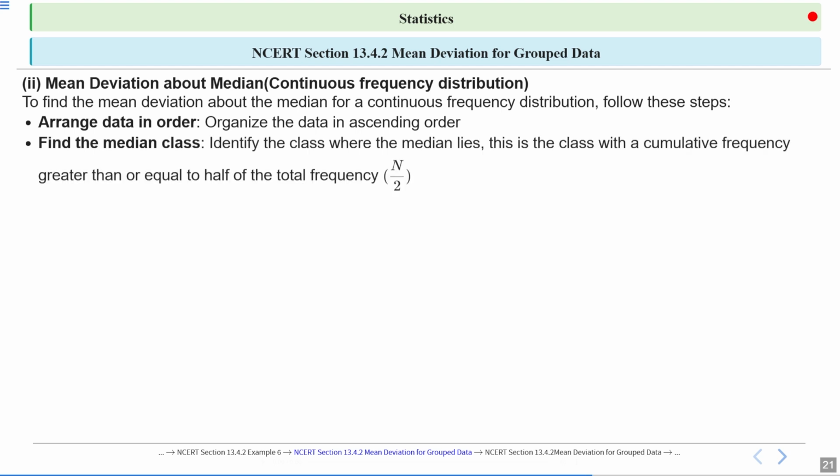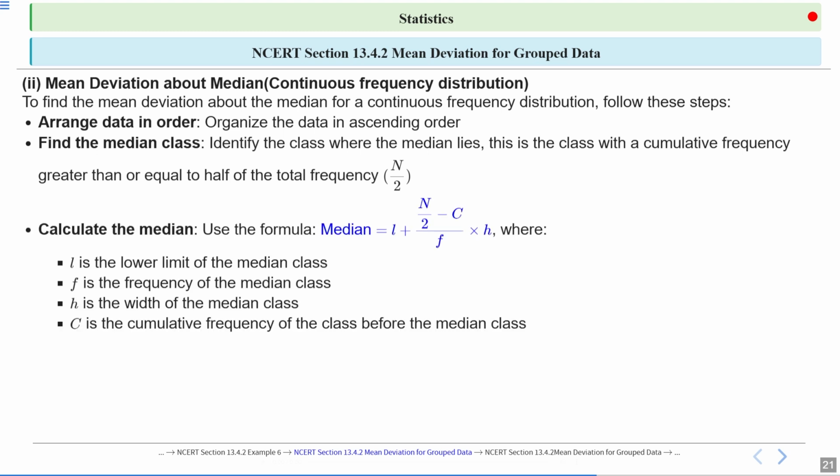Next, we need to find the median class. To do this, we calculate the cumulative frequency for each class and identify the class where the cumulative frequency first becomes greater than or equal to n by 2, where n is the total frequency.